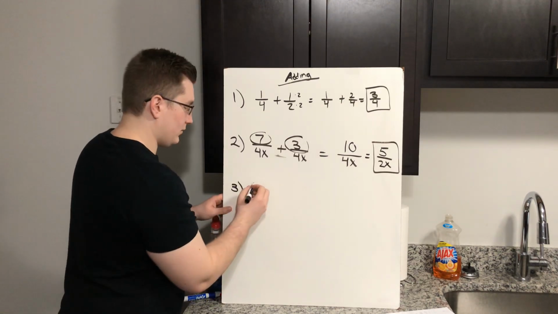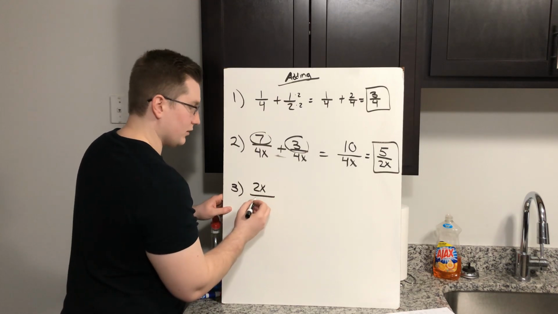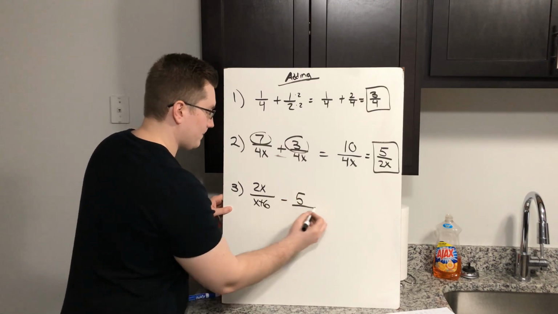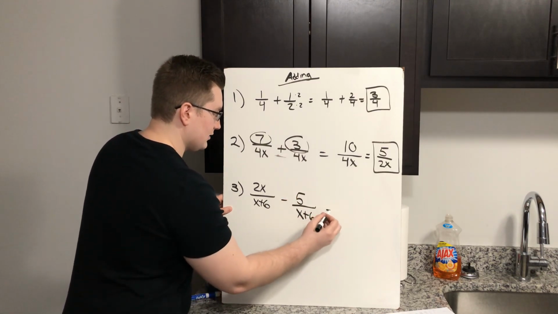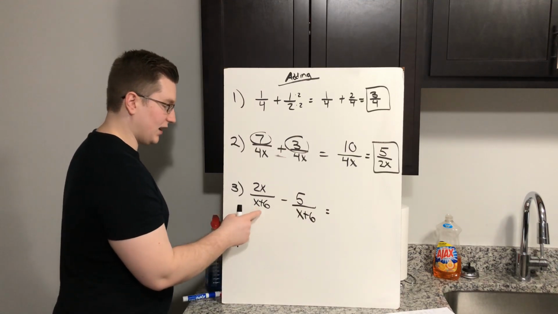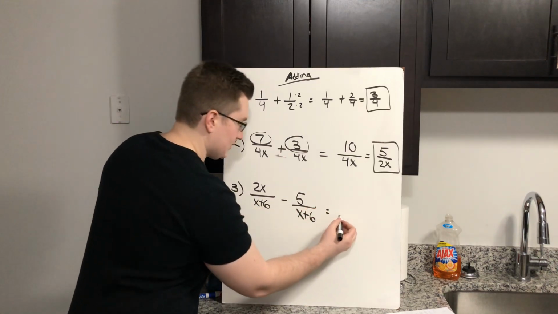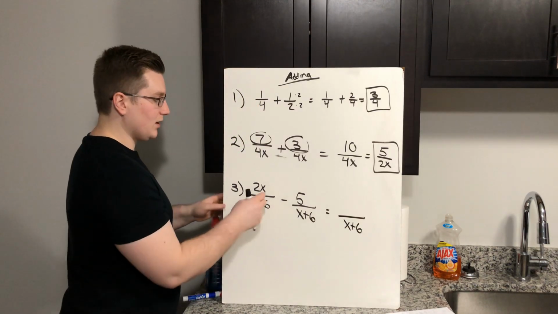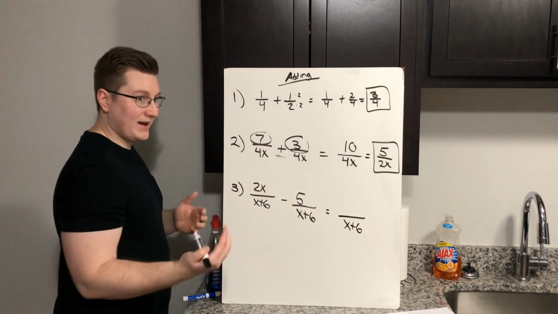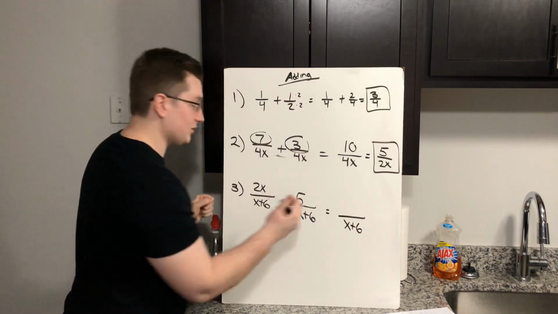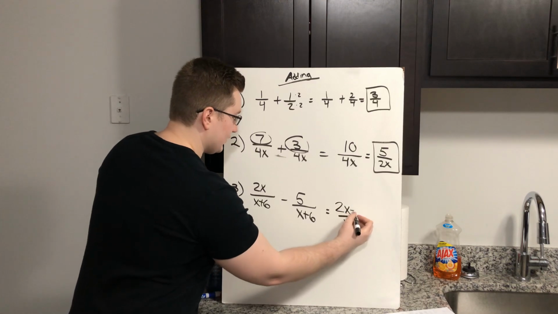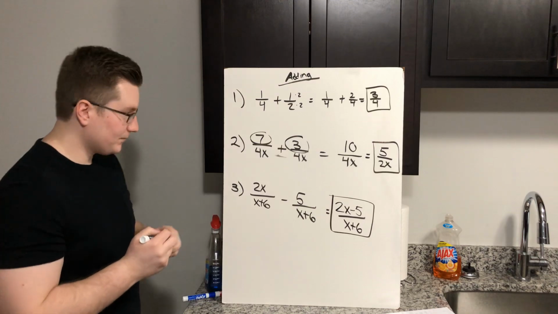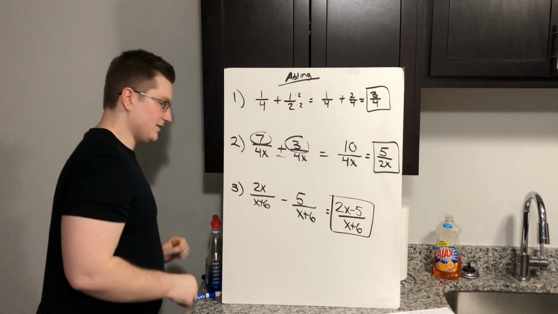And third, we have 2x over x plus 6 minus 5 over x plus 6. And when we add and subtract, we just look at the denominators. X plus 6 is just x plus 6. Denominators stay the same because they are the same. And then we have 2x minus 5. We have to remember to combine like terms. We can't do that, so we're just going to have 2x minus 5 here, all over x plus 6. Not terrible.